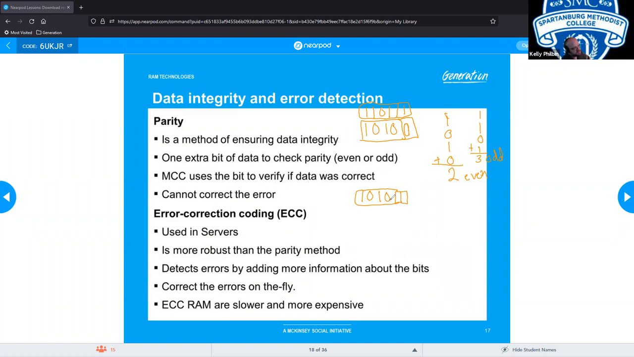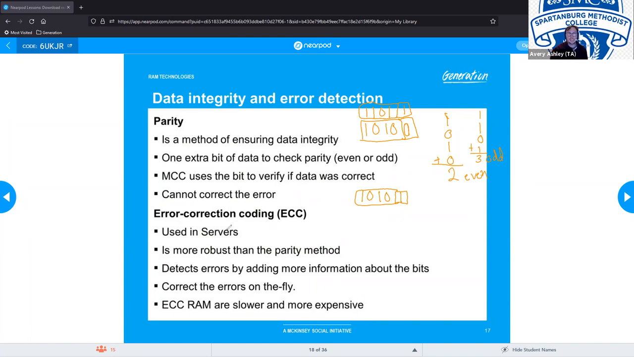Exactly. And it's not necessarily 4 bits. We're using 4 bits for simplicity's sake. It could be 10,000 bits. But I don't want to add up 10,000 bits to decide whether it's even or odd, so we're going to do 4. So if the string of data is even, the parity bit will be 0. If the string of data is odd, the parity bit will be 1. And that just lets the MCC know if that data is correct.